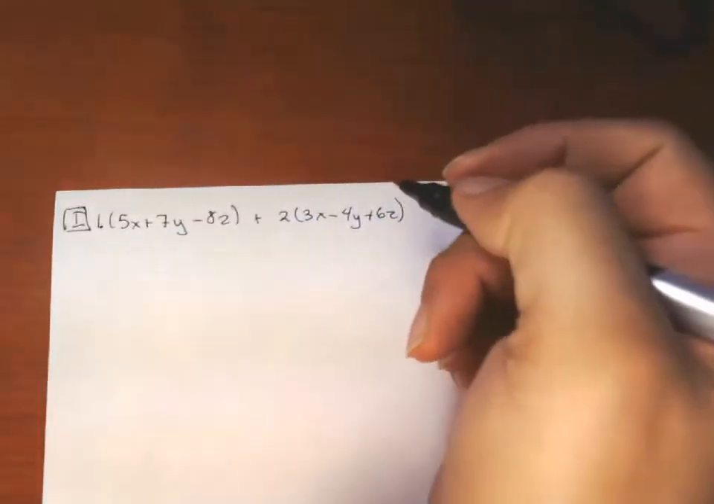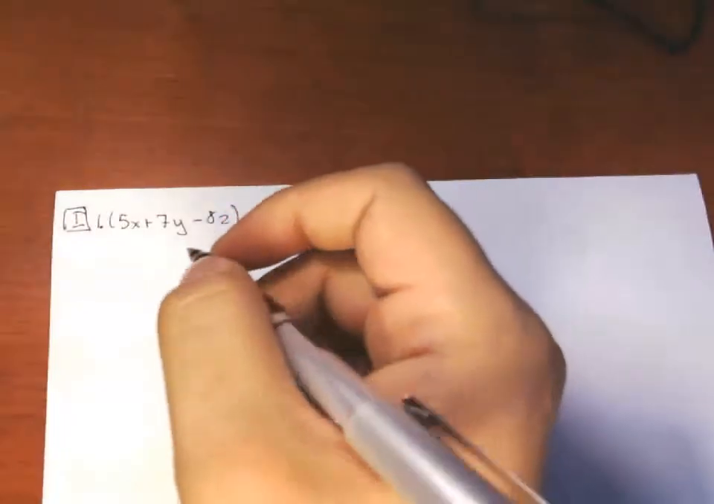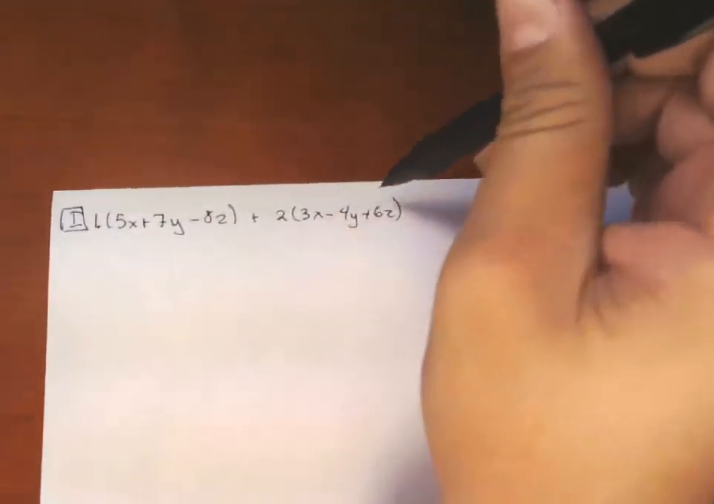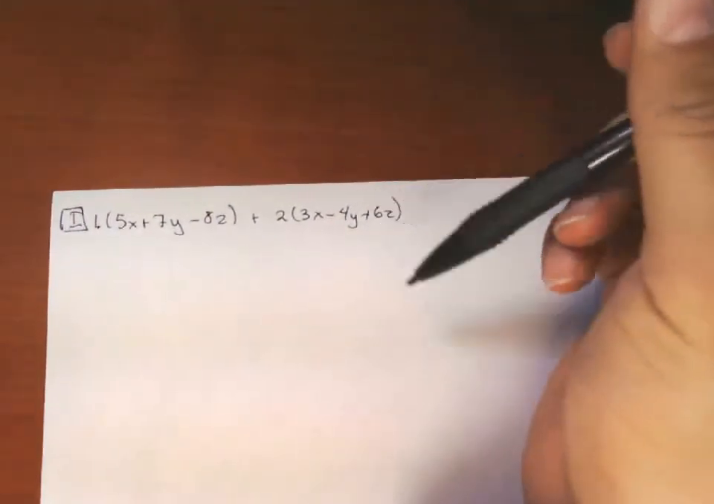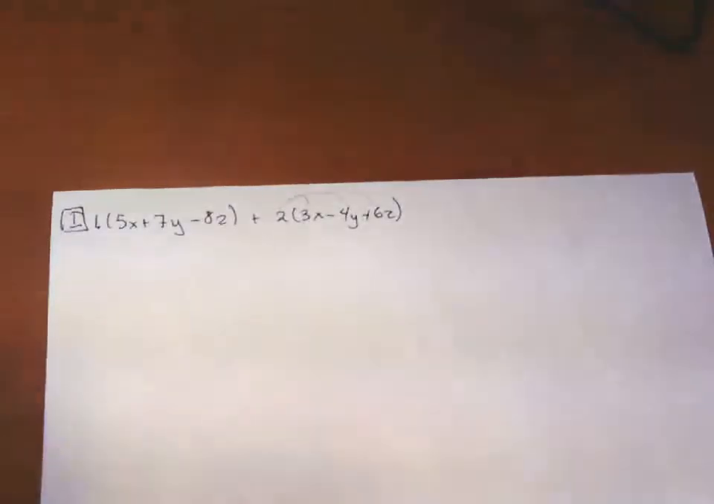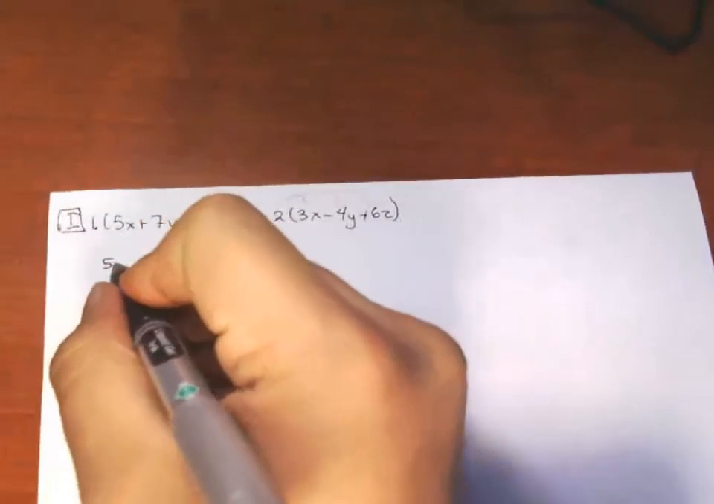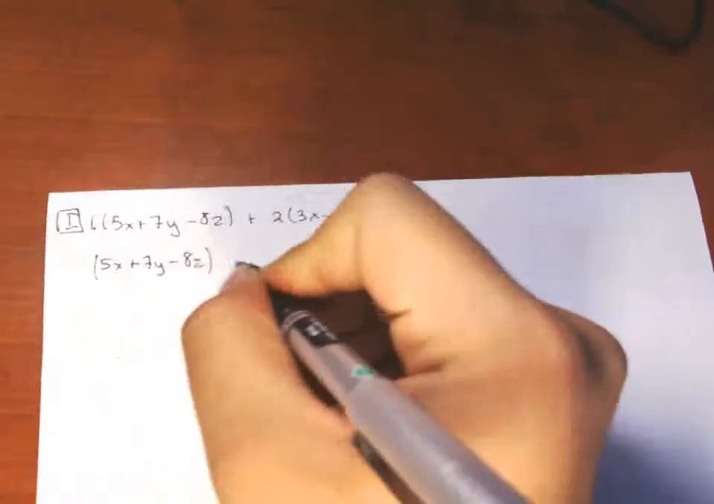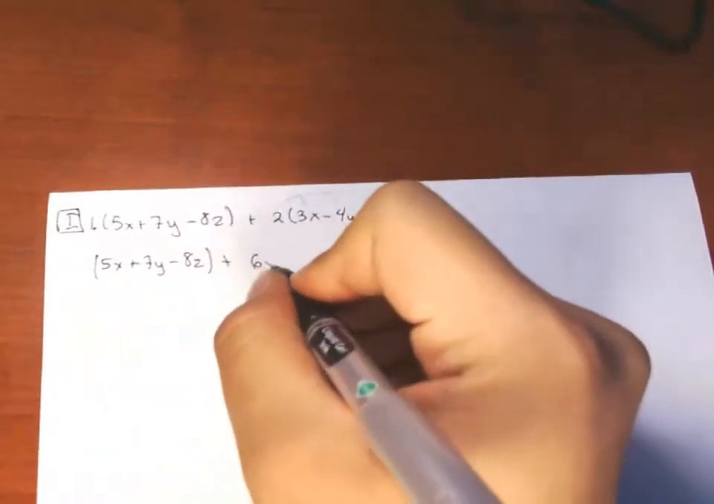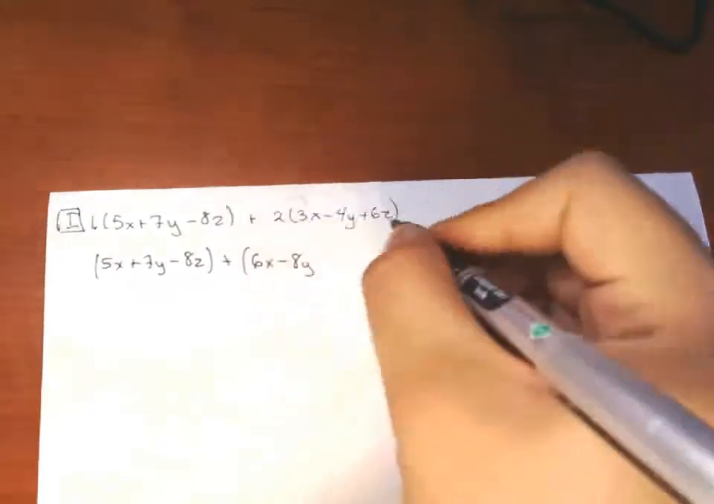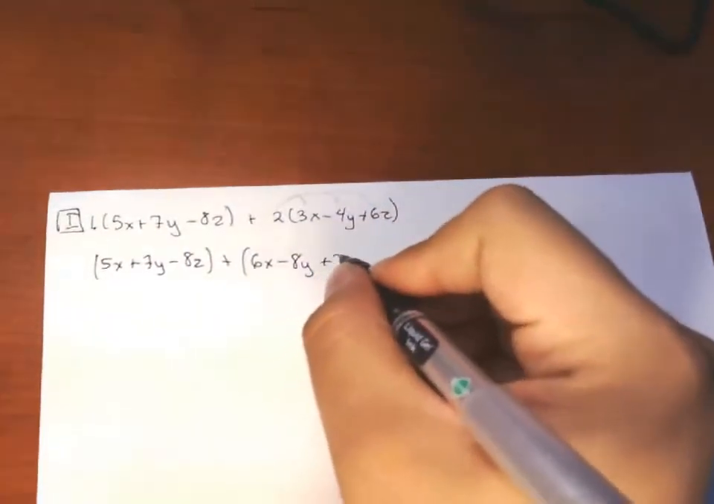Okay guys, so here we have the first one, section 1. What we have to do is, remember we solve parentheses first, so since we can't solve what's in the parentheses, we can apply distributive properties. Therefore we end up with 5x plus 7y minus 8z plus 2 times 3, 6x, 2 times minus 4, minus 8y, and 2 times 6, 12z.